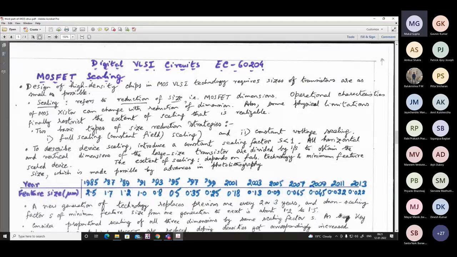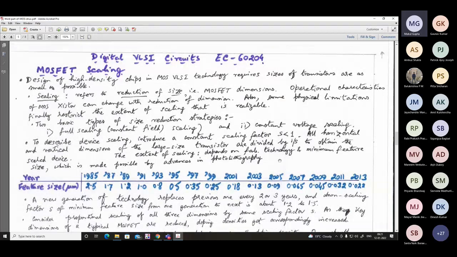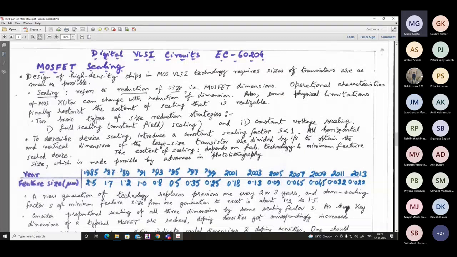To describe device scaling, we introduce a constant scaling factor S, which is less than 1. Actually, what we mean is that all horizontal and vertical dimensions of the large size transistor are divided by 1 by S. Actually, this should be S greater than 1, right? Suppose in 2022 the dimension of a transistor is 1 micrometer by 1 micrometer. In 2024, maybe we can improve it so that the length of the transistor goes down from 1 micrometer to say 0.7 micrometer. So that means it will go down by a factor of 1.4, that is 1 by 0.7.